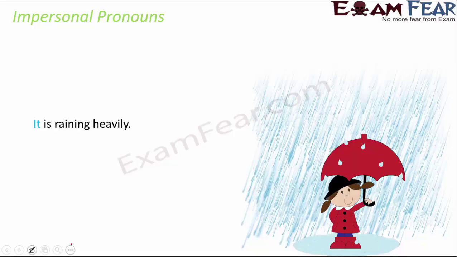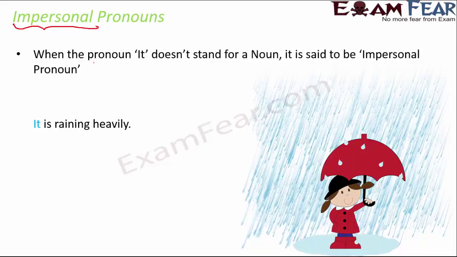So we will now talk about something called impersonal pronouns. So the name itself tells a lot. Impersonal, that means something which is not personal. Okay, so when the pronoun doesn't stand for a noun, it is said to be an impersonal pronoun. Now, what do we mean by that? So till now we had been talking about personal pronouns like he, she, they, I, we, you, and if you look at all of these personal pronouns, they always stand for a noun, in place of a noun.